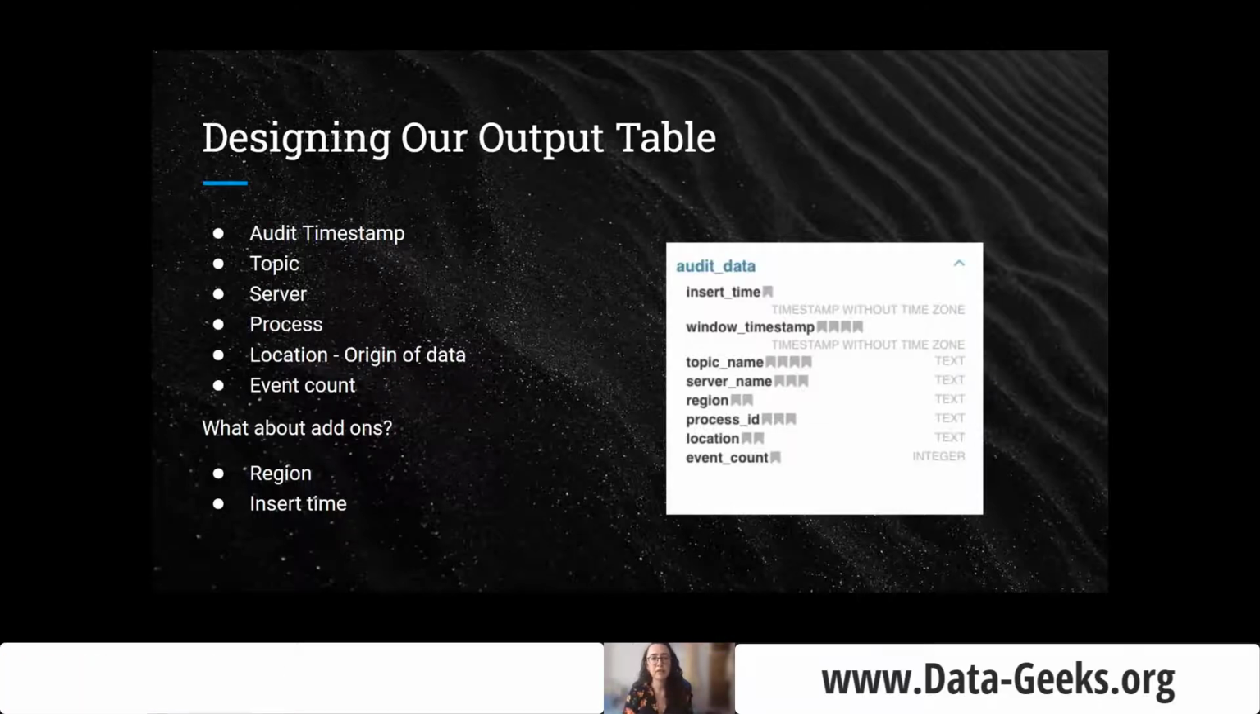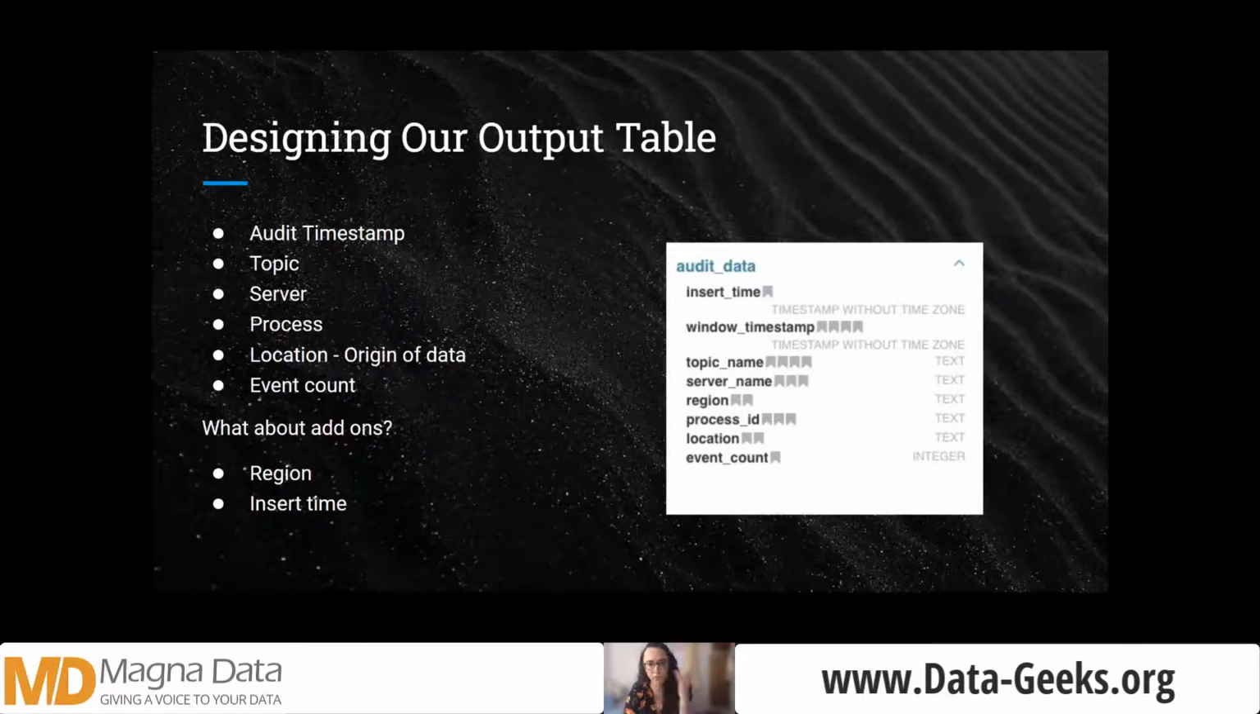Location. So the location column is here because we decided to store all of our data, both the auditing windows and the auditing headers, in one Postgres table. The way that we differentiate between what is the actual data source, is it the metadata or the data itself, is using the location column. And so the add-ons are region.